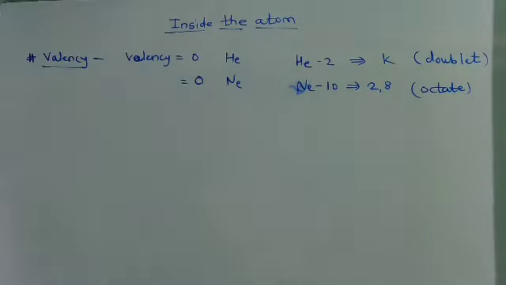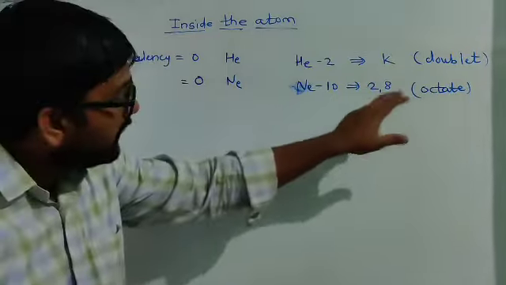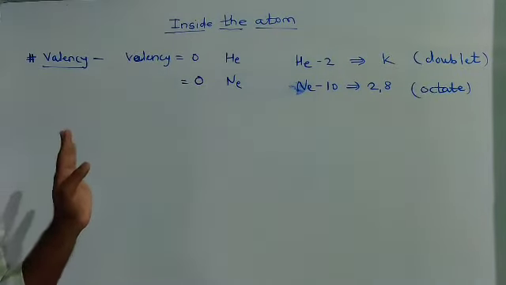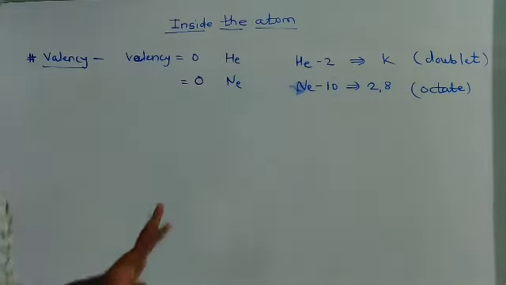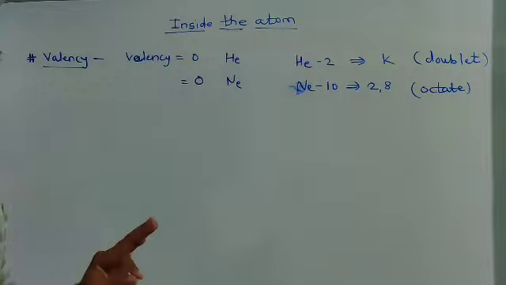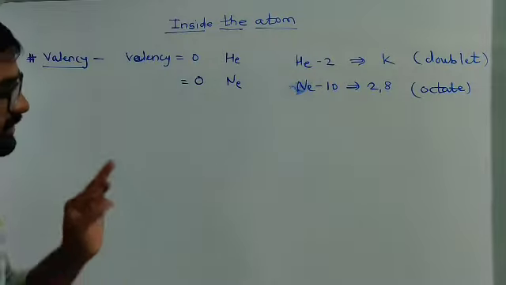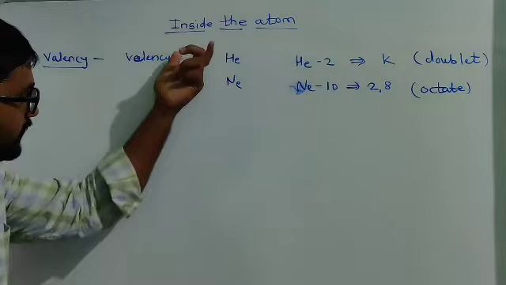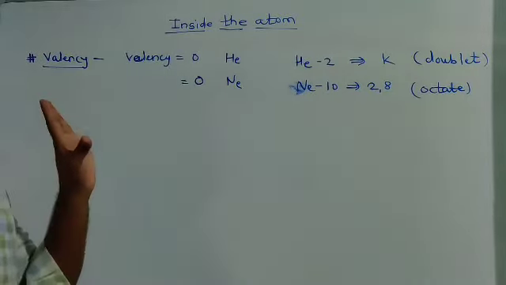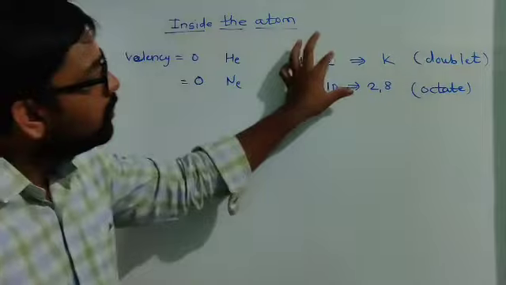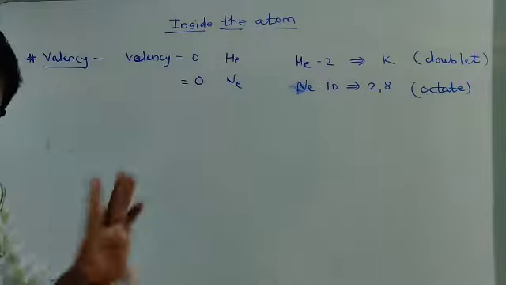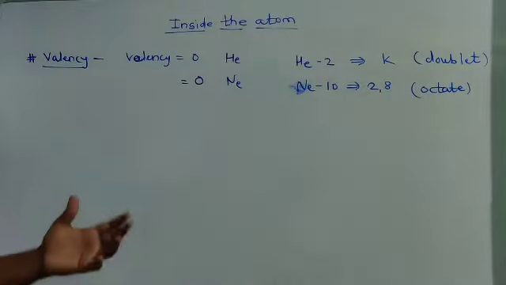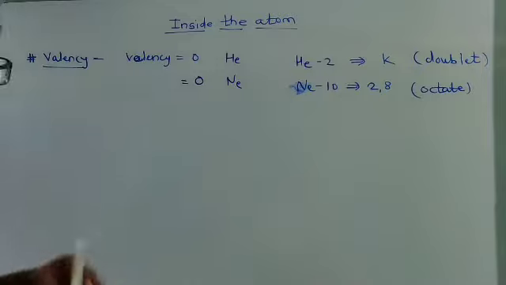So look at that. All the noble gases, in which their octets are complete, means 8 electrons are in their outermost shell. So that is why they acquire a stable energy state, or minimum energy state. That is why their valency is 0. So if the outermost shell is completely filled, then the valency is how much? 0. That we have to remember. Now we have to think about the valency of other elements.